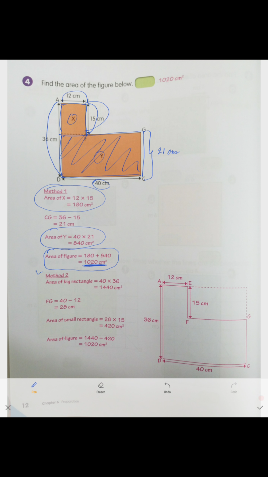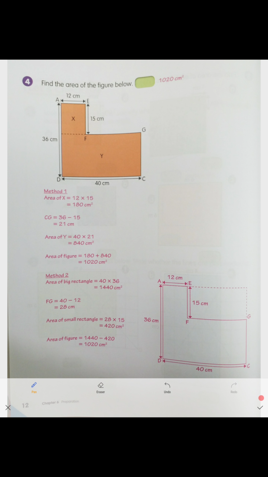Method number two, as we discussed before. I'm going to erase it all. It is basically to take this big rectangle and calculate its whole area, and then take this small cutout, calculate its area, and then subtract. So this is what they do.